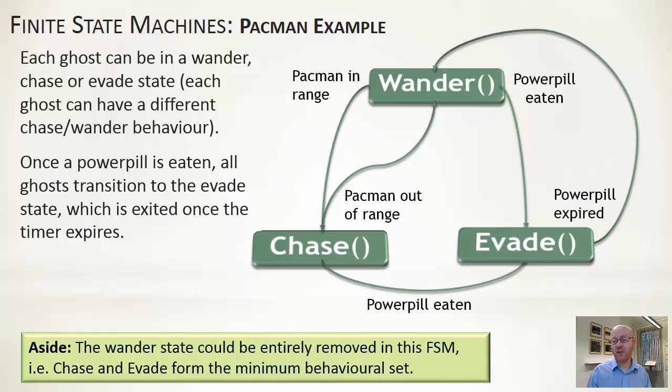And here we're making a decision. We're not saying power pill expired and PACMAN isn't in range, go to wander, or power pill expired and PACMAN is in range, go to chase. Here we're just assuming power pill expired, go back to the wander condition. When we get into the wander, if PACMAN's in range, then very quickly we'll go to the chase condition as well. So having done this, you can see it gives you a fairly nice way of trying to encapsulate or define the behaviour of an AI-controlled entity.